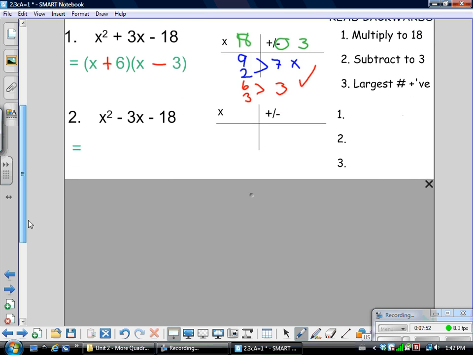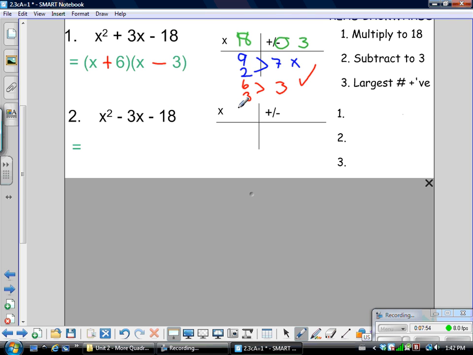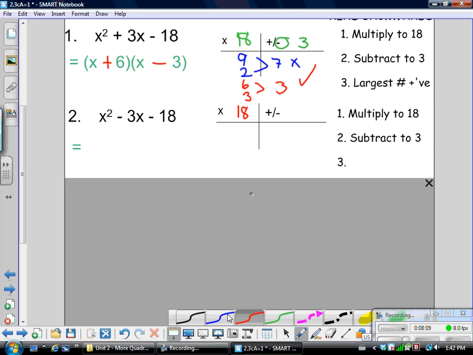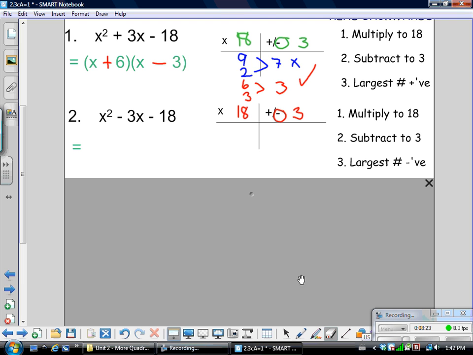Again, reading backwards. The two numbers have to equal 18. Okay, so they have to multiply to give me 18. They have to subtract to give me 3. So I need to subtract, and I need to have the number 3. And the largest number in this case has to be negative. Okay, so we have the largest has to be negative. Okay, again, multiplication facts of 18.